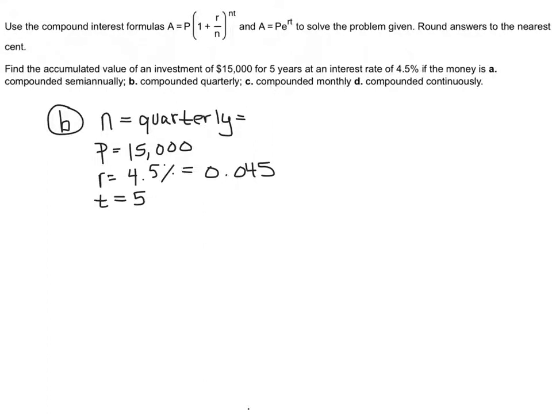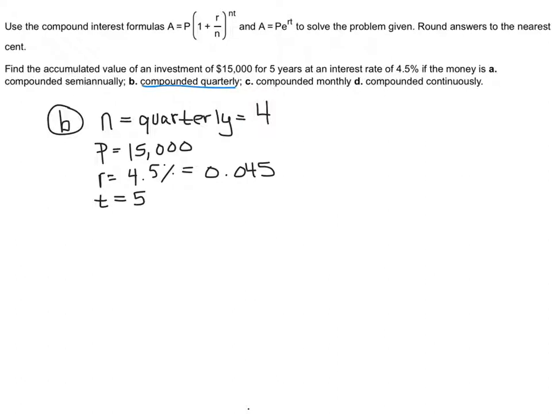Part B asks us to find the value of the investment if it was compounded quarterly. So quarterly means 4 times a year. Therefore, our N in this case will be 4. All the other values stay the same. So our principal is $15,000.